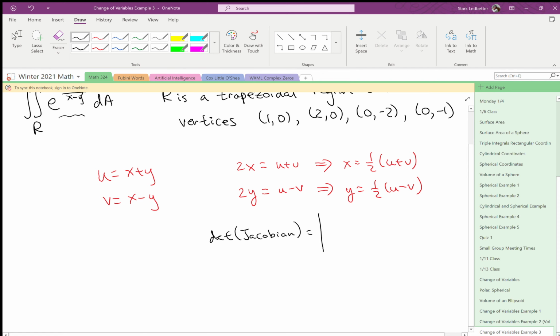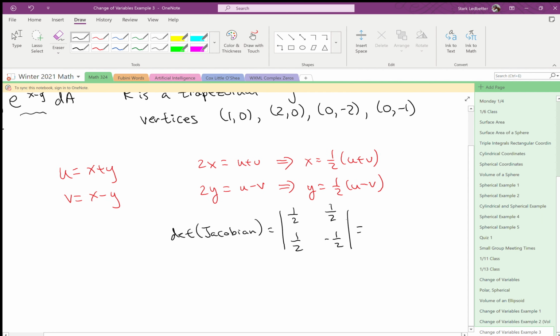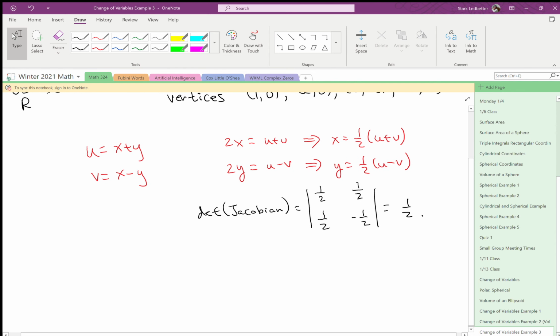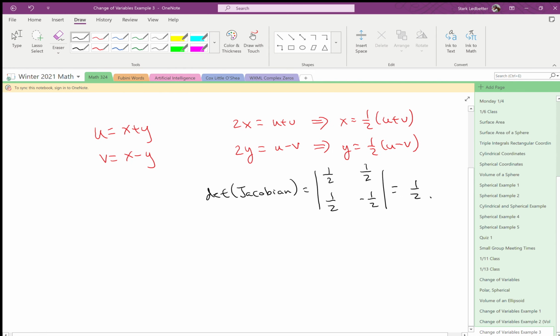I'm going to take the partial derivative with respect to u for x and get 1/2. With respect to v gets 1/2. For y, it's 1/2, negative 1/2. That's great. So that's negative 1/4 minus 1/4, which is negative 1/2. Absolute value of that is 1/2. Okay, so that's good. And then I need to integrate.